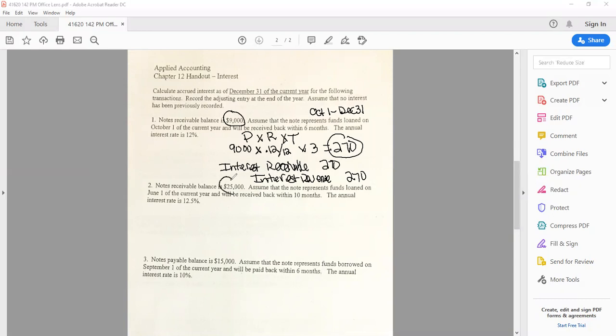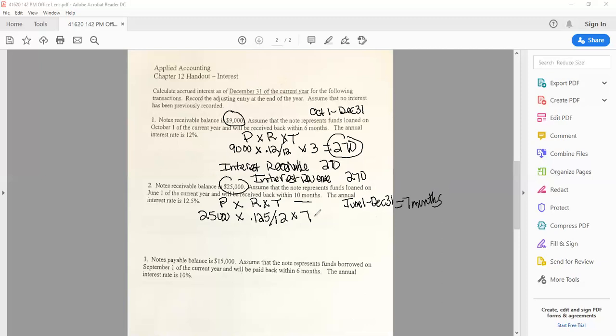Number 2 is another notes receivable. In this case, it says the balance is $25,000. Assume the note represents funds loaned on June 1st of the current year and will be received back within 10 months. It says that the annual interest rate is 12.5%. So again, it's principal times rate times time. Principal being 25,000 times the interest rate, which is 12.5%. So in decimal form is 0.125, which I divide by 12 to get a monthly interest rate. And then my time period in this problem is going to be June 1st through December 31st. So of course that's going to equal 7 months.